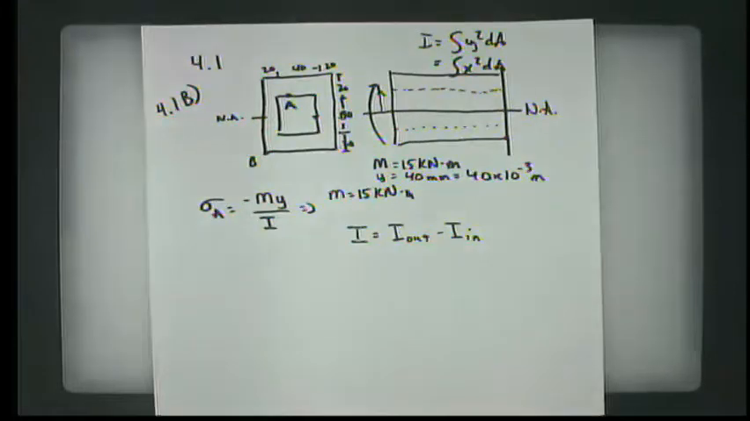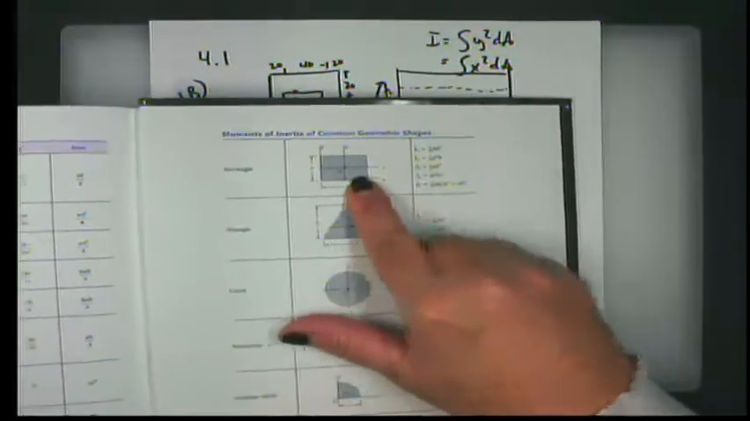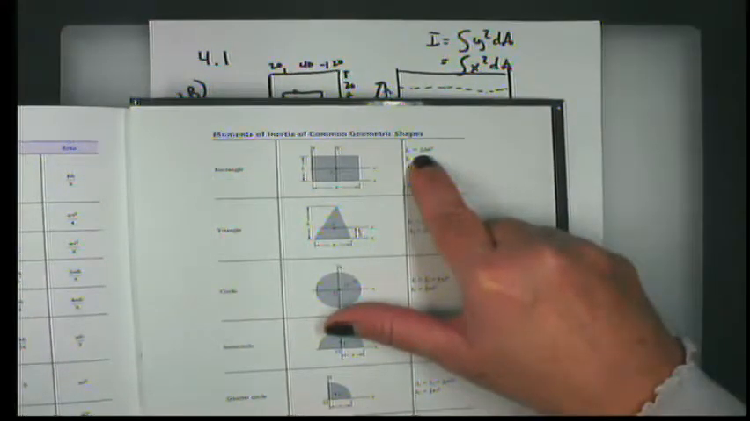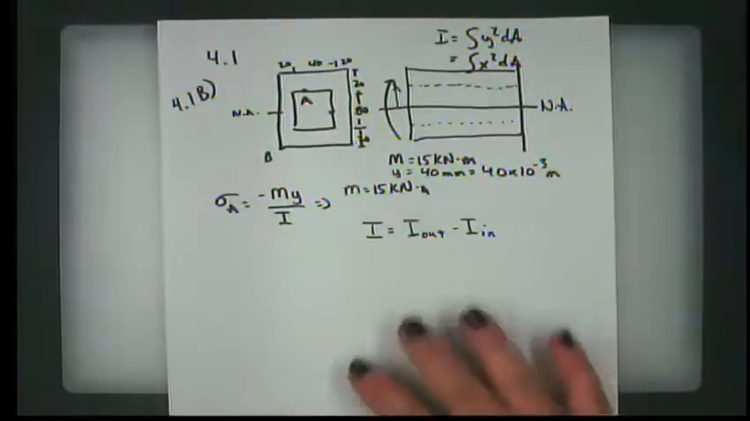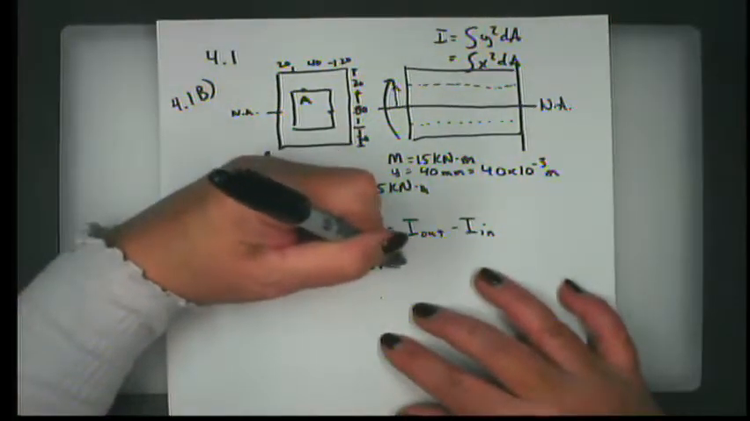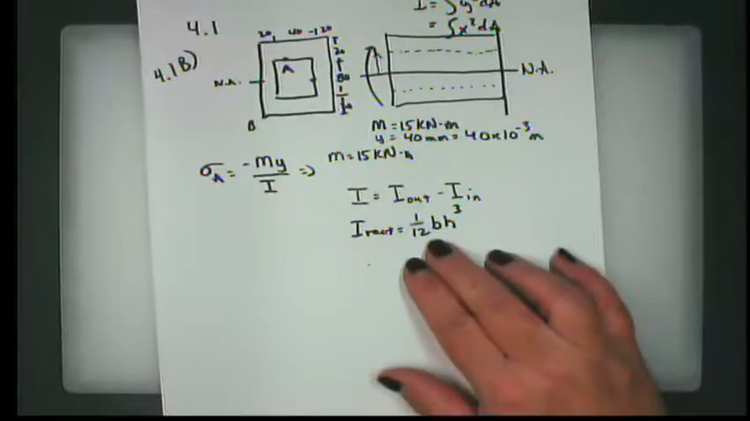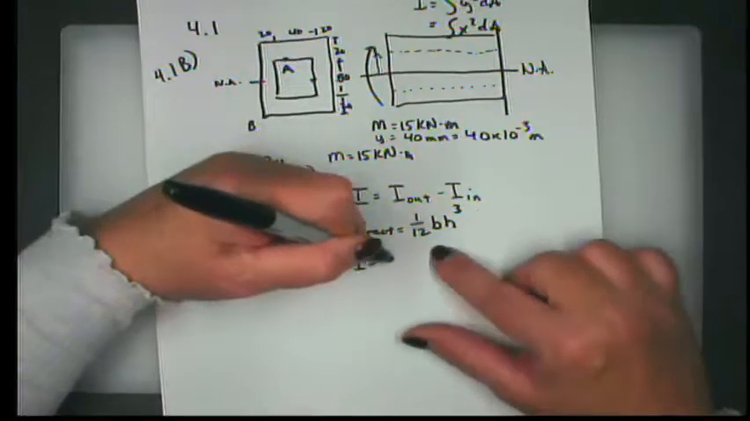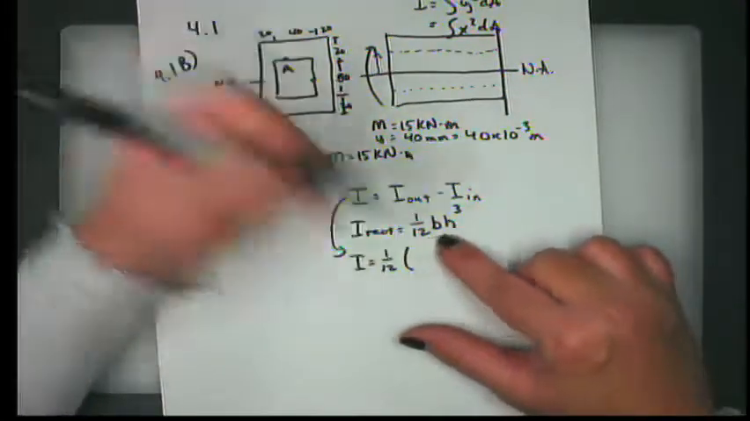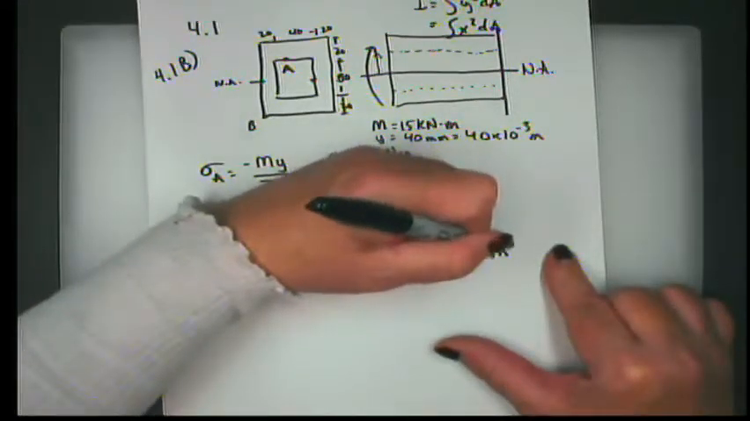So to do that, I go to the back of the book and I see that my I x bar for a rectangle is 1/12 times the base times the height to the third power. So in my case, the I of this hollowed out rectangle is going to be 1/12 times the parentheses base times height to the third of the outside minus base times height to the third of the inside.